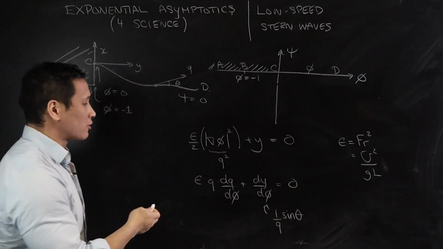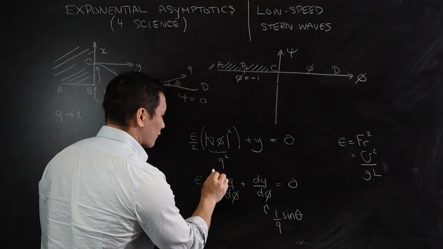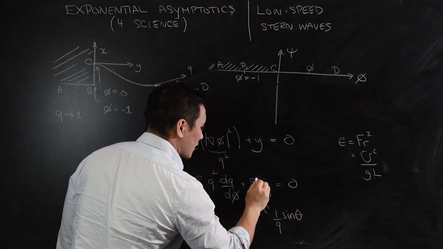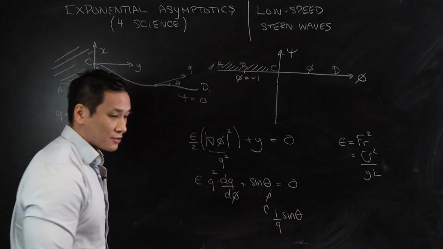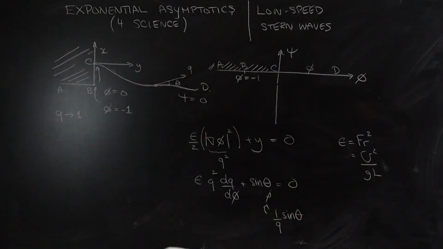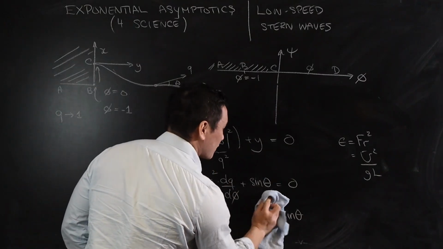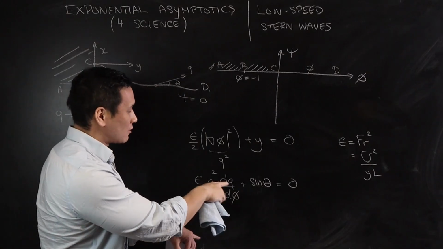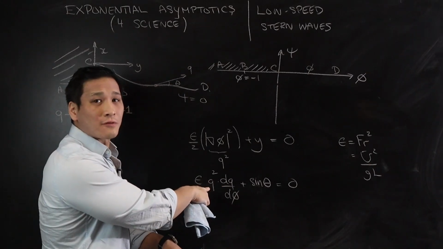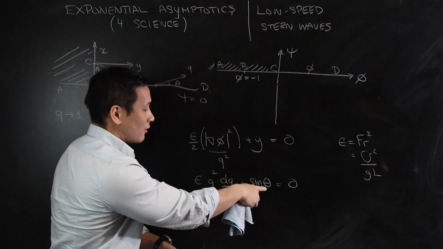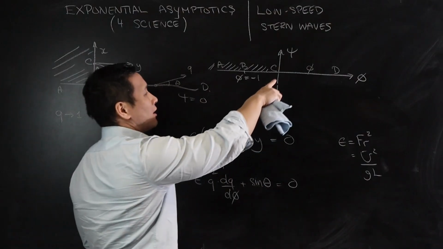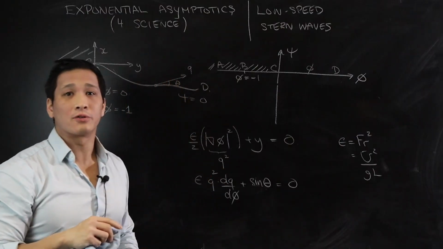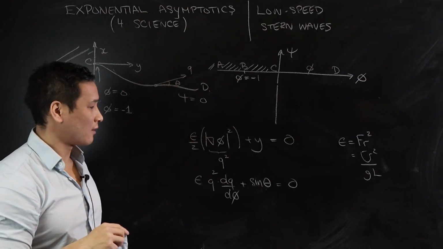So now I can multiply by q, and I'll have epsilon q squared times dq d phi plus sine of theta is equal to 0. So you can see how this is starting to become a bit more of an elegant formulation. We now have a differential equation involving q as a function of phi, and sine theta as a function of phi. And remember, phi will primarily range along the free surface from 0 to infinity.